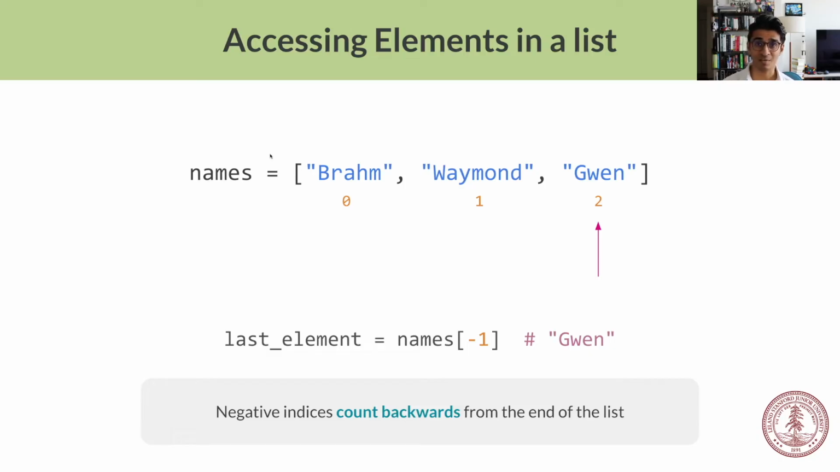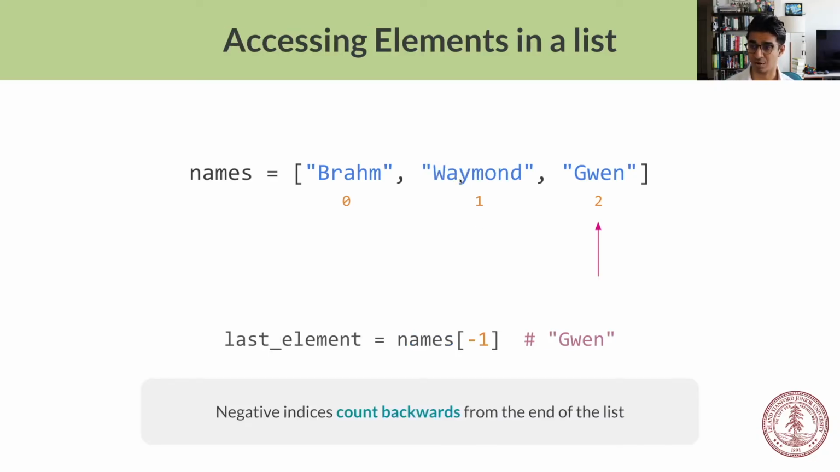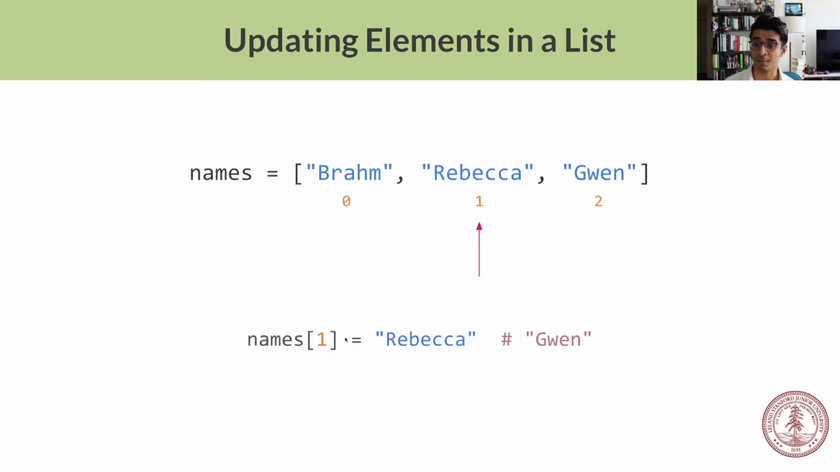Alrighty, so now we have a sense of how we can pull elements out of a list. We can create a new variable and set it equal to the name of the list followed by the index inside square brackets over here. But there's actually one other fundamental operation we can do with lists, and that is updating elements in a list. If, for example, I wanted to change the element at index 1 over here from Waymond to Rebecca, the way I would do that is on the left side now, I would refer to an element in the list. I would say, okay, names at the index 1 is now going to be changed to be the value Rebecca.